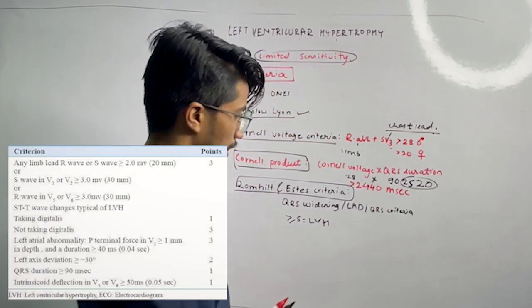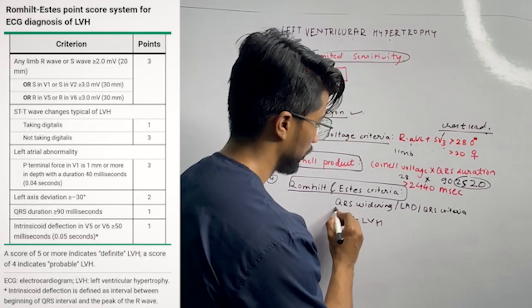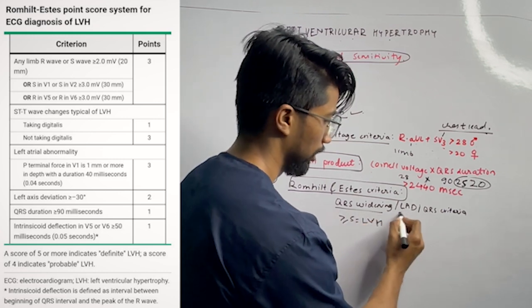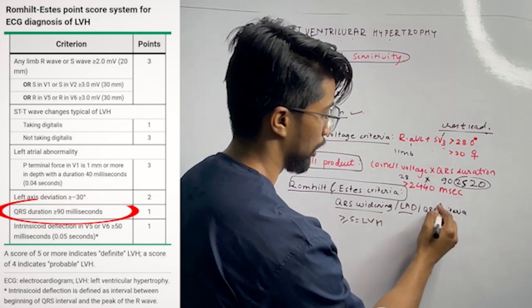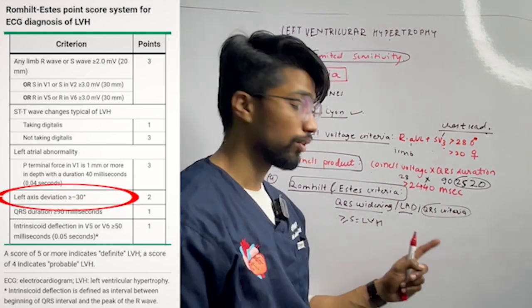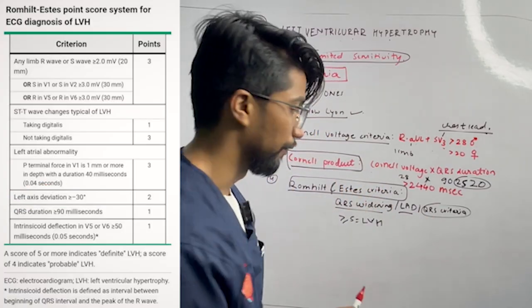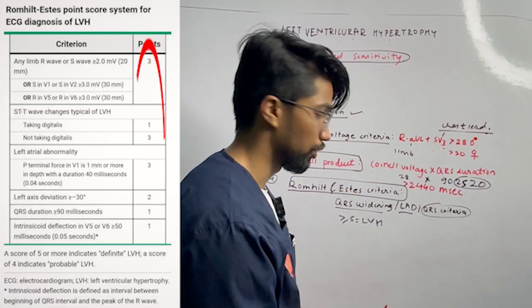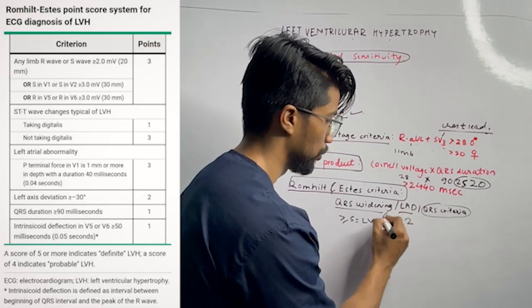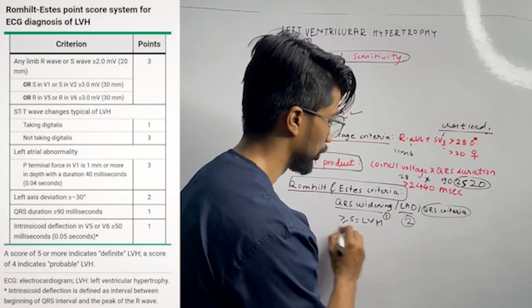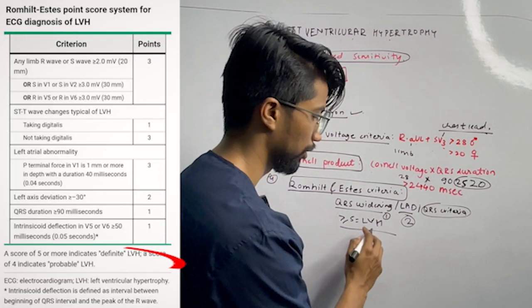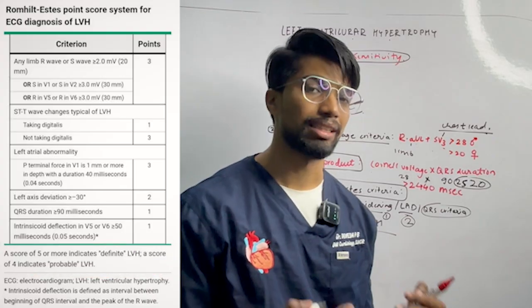It's just for the theoretical sake. Just remember that there are three components, mostly QRS widening, left axis deviation, and most of the QRS criteria that we have explained before are part of the Romhilt-Estes criteria, where they have been assigned different values. For example, this is assigned a value of 2, this is assigned a value of 3, and if the total is more than or equal to 5, then we say that the patient has LVH.